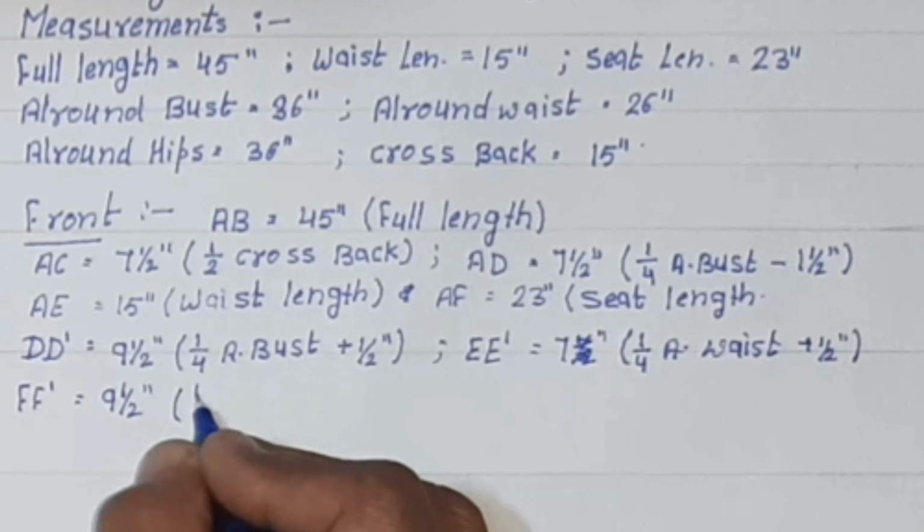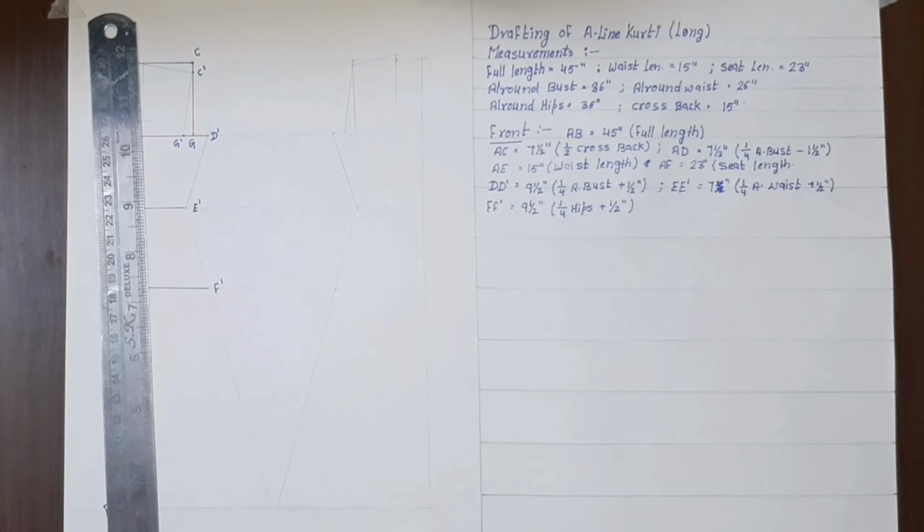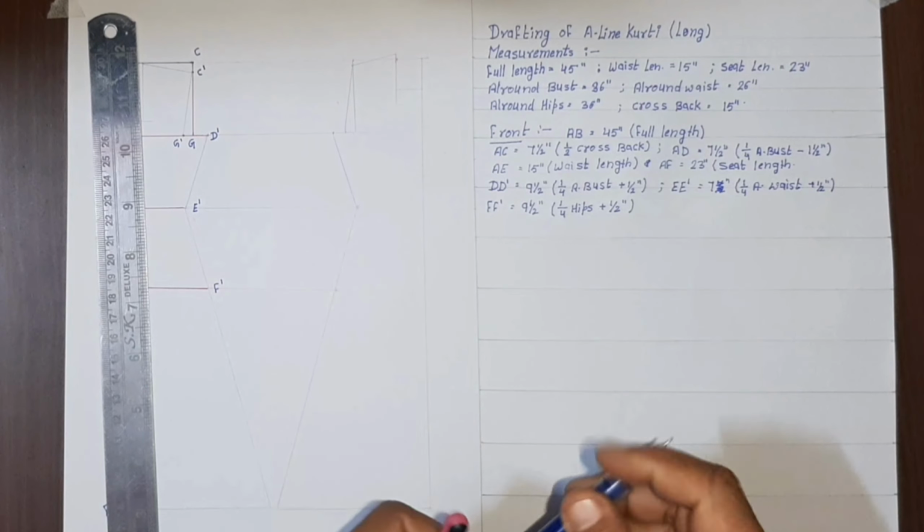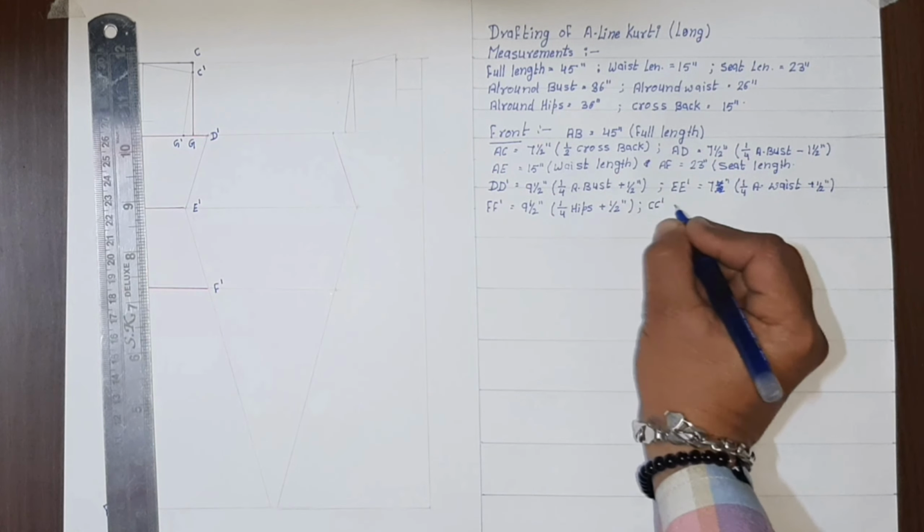Now we'll square out a point G from C on line DD dash, and we'll take point G dash 1 inch inside from G. In the same manner, from C we'll mark a point C dash downward, that is 1 inch. That means C to C dash is 1 inch and G to G dash is again 1 inch. This will help us to give the shape of armhole.